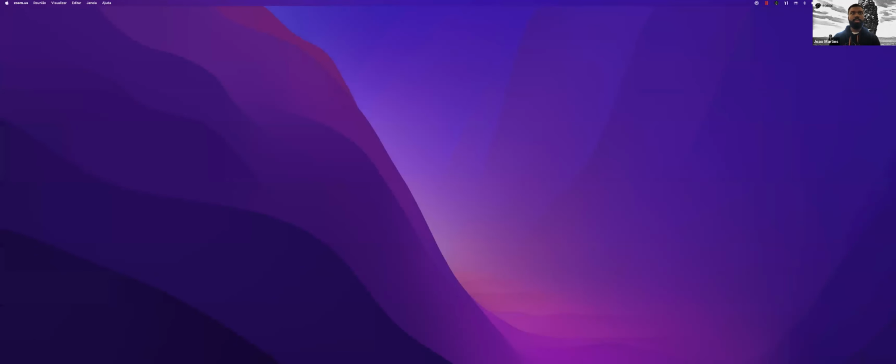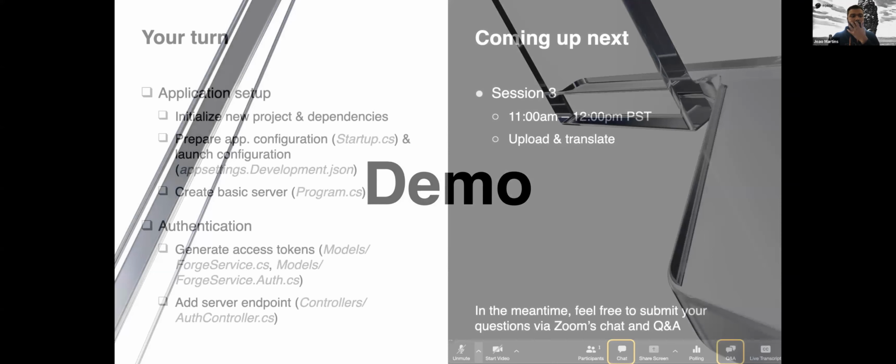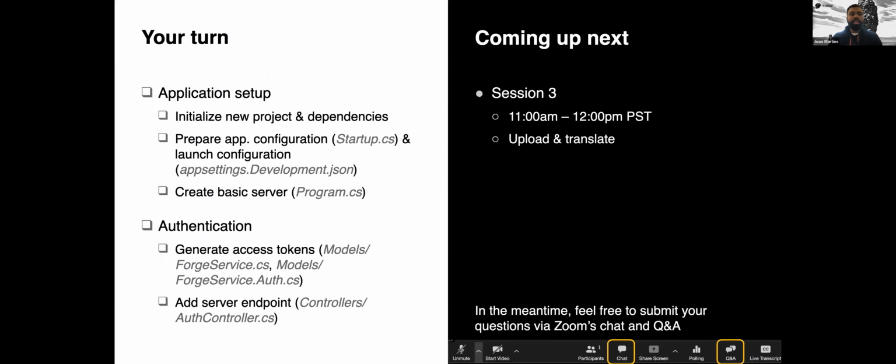Okay, so let me go back to slides. Now it's your turn. Application setup with the startup, appsettings.development.json, and Program.cs, and also our main class used for the whole application, the ForgeService.cs, with the partials for authentication, and also the auth controller. Build those and make sure you test it just the way I did. The steps are in the tutorial. I think I posted it. Yes, I posted the tutorial.